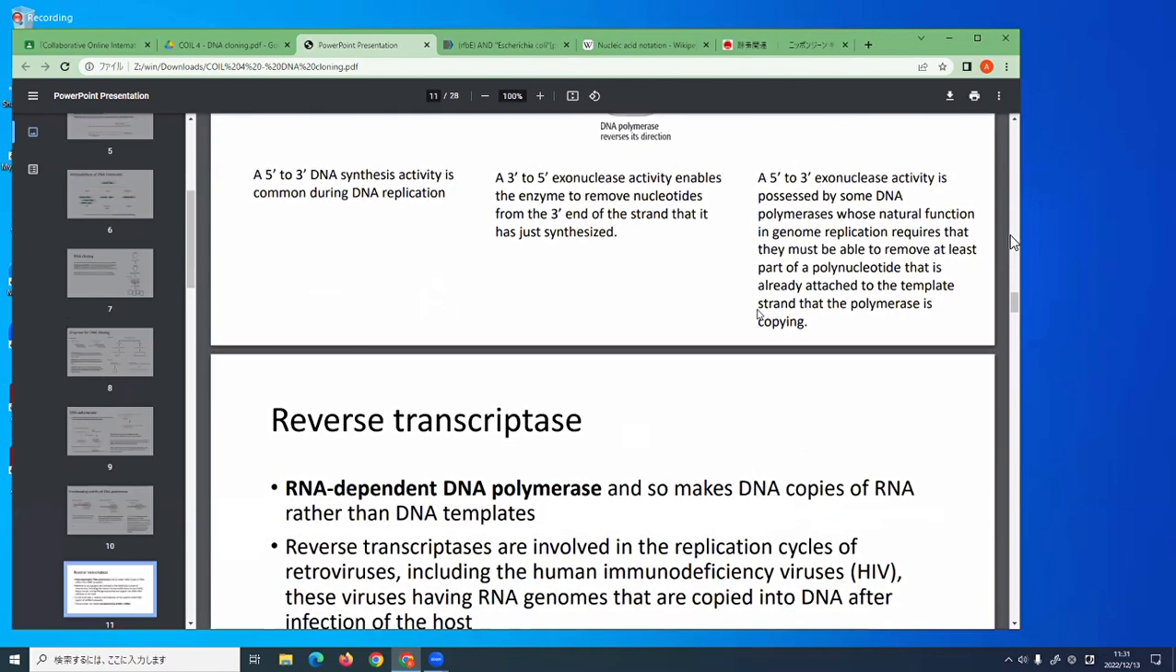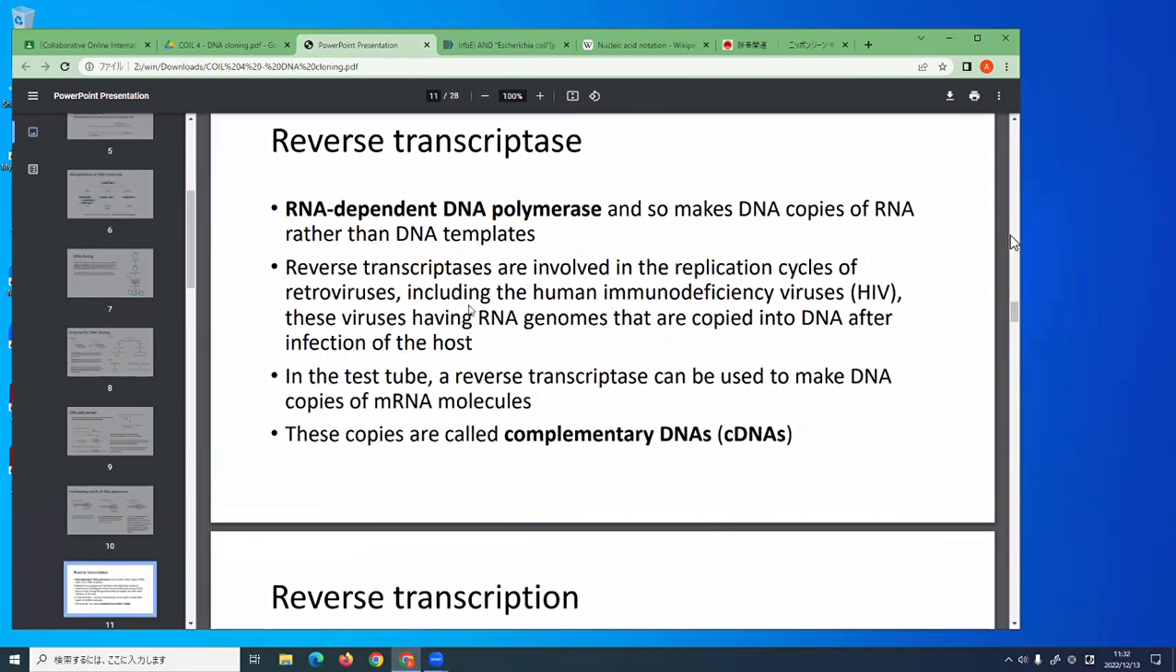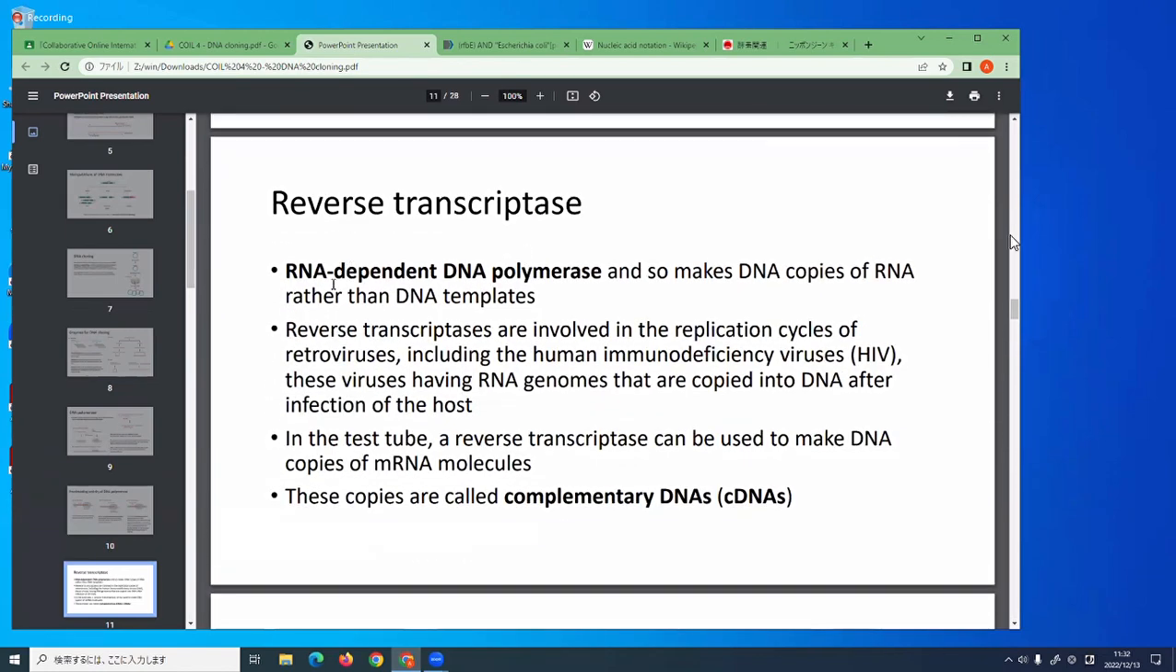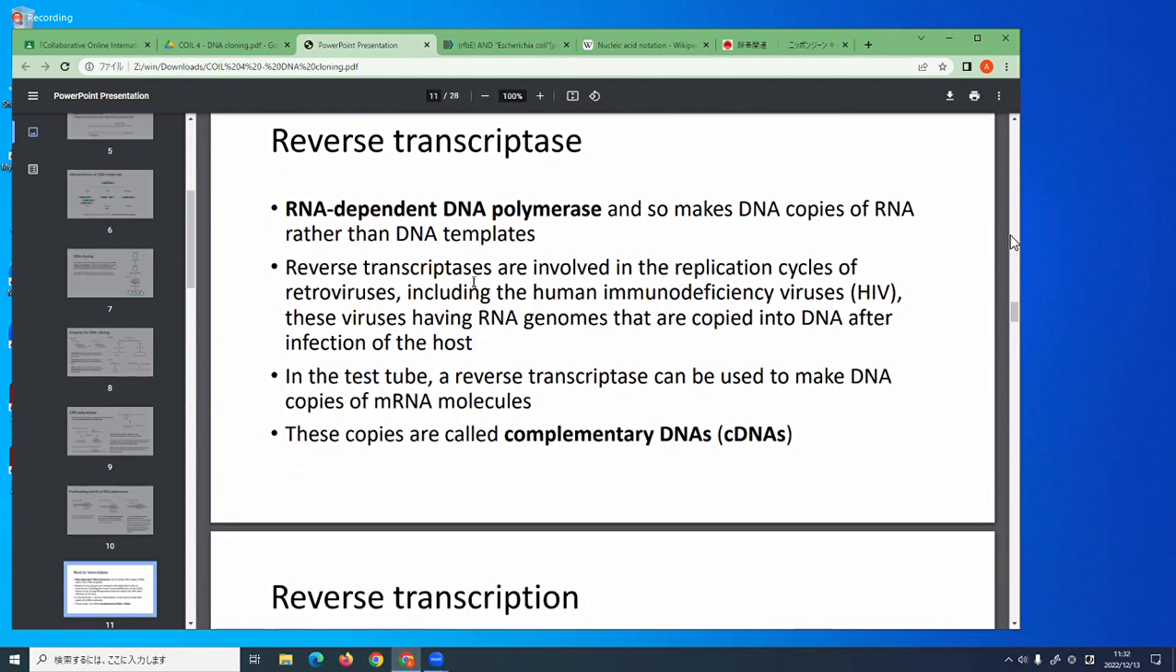Next is our reverse transcriptase. This you need, instead of using DNA as a template, now we need RNA as a template. So this is the type of enzyme that we use to convert RNA into DNA, right? And the DNA produced from a reverse transcriptase process is known as complementary DNA, or cDNA.